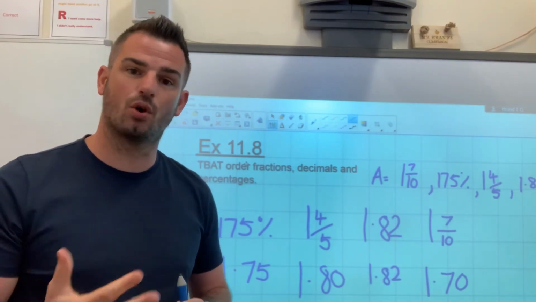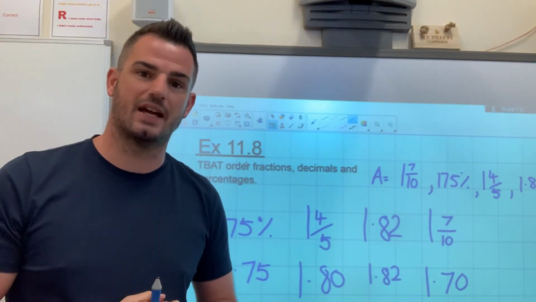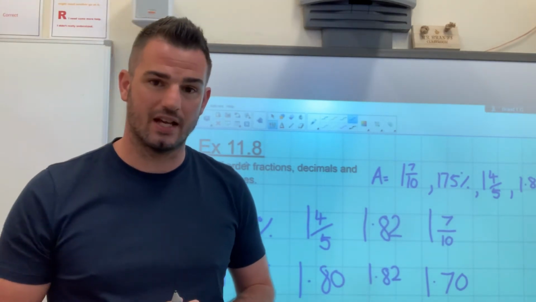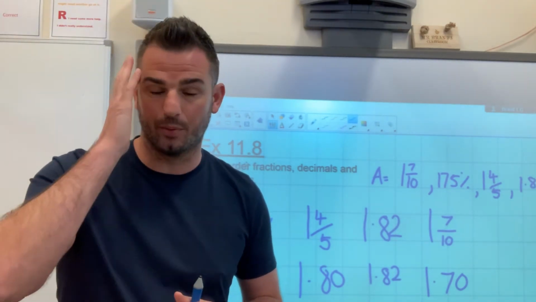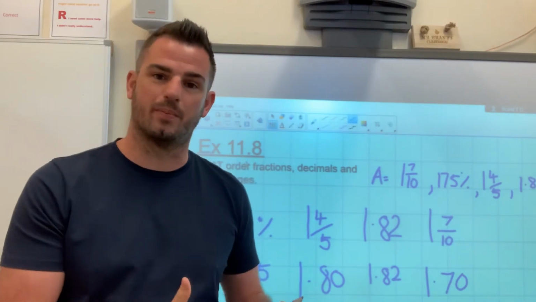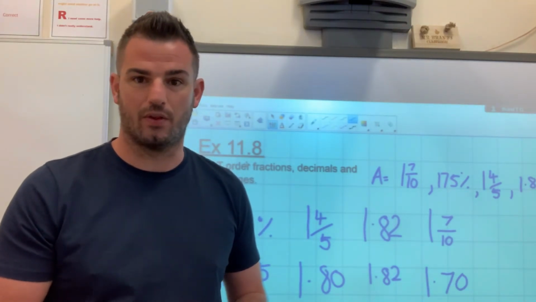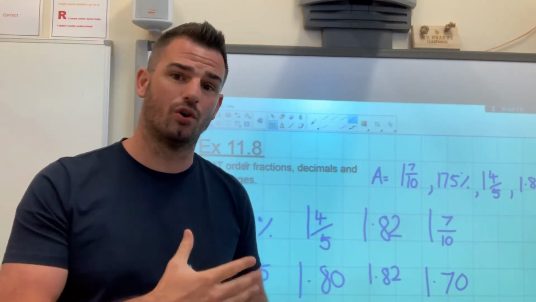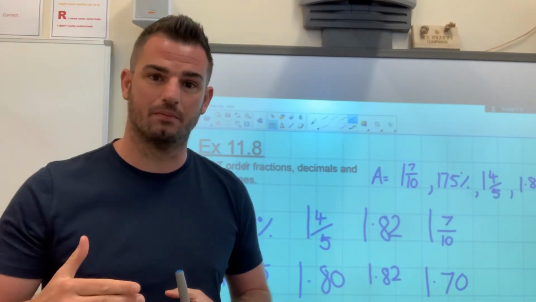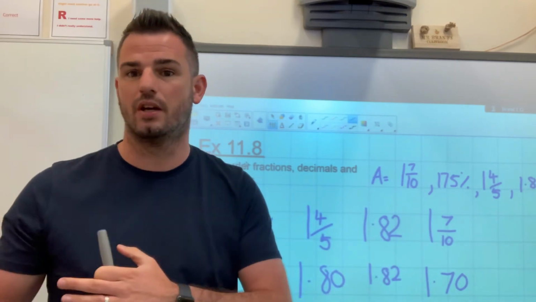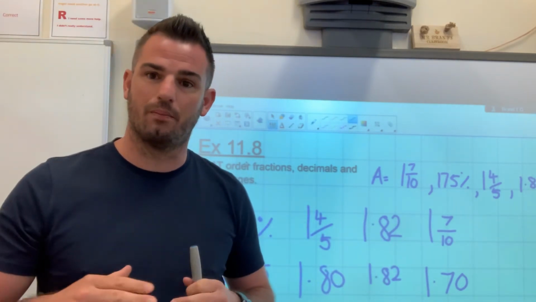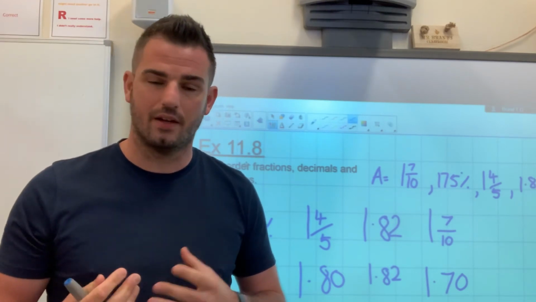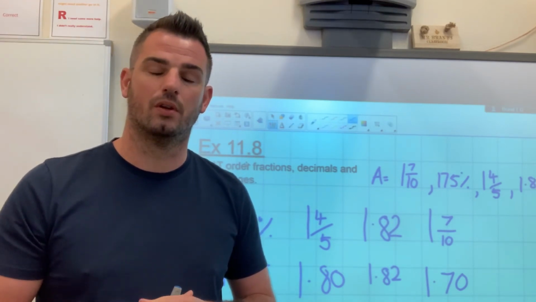Now I've encouraged you there to do it by making them all into decimals, as does the textbook. As I say though, if you feel a little bit more comfortable writing them all as a fraction or a percentage, then have a go at that. Try and find yourself a consistent method where you're ordering the same every time. Try not to jump between decimals and fractions. Stick with one method. Perhaps try each method first, establish where you feel most comfortable, and then go from there.